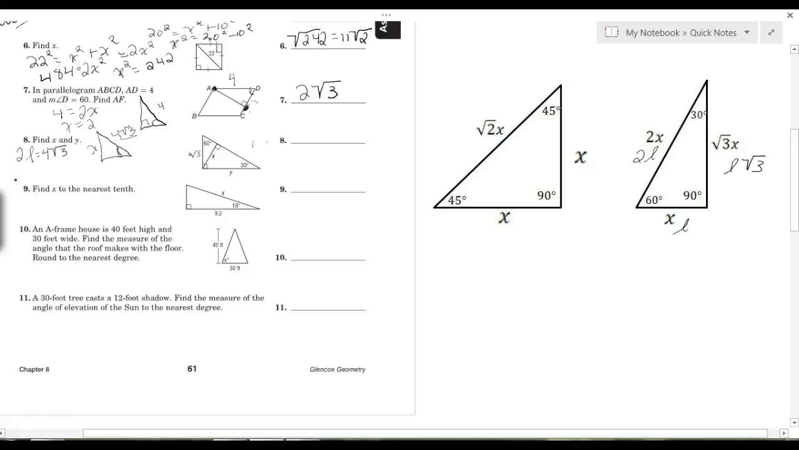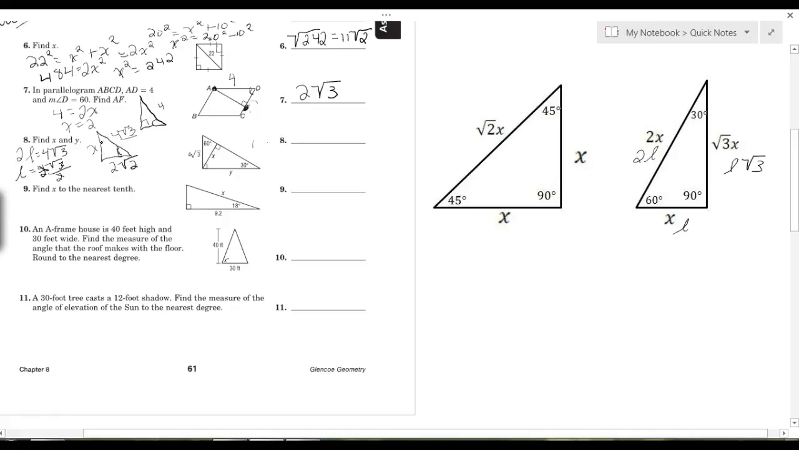So I want to get my L by itself. So L equals 4 times the square root of 3 over 2. And I can put that 2 right in with my 4. I can divide that 4 by 2, and I'm just left with a 2 that goes out in front. So that means my L is just 2 times the square root of 3. And L is the side across from the 30-degree angle. So I'm just going to go ahead and write that in. 2 times the square root of 3.